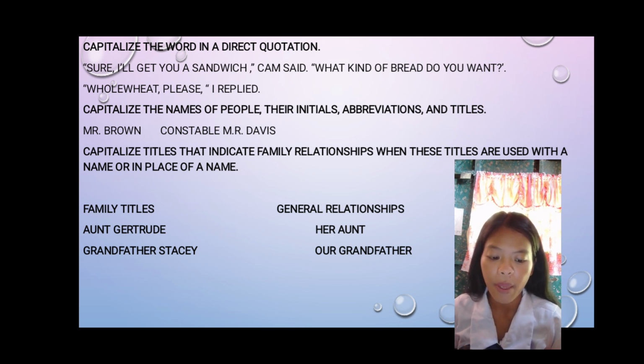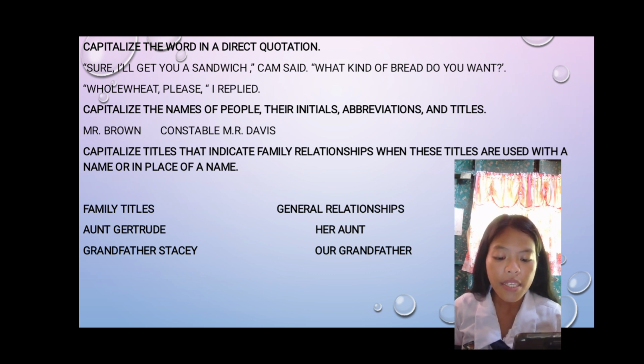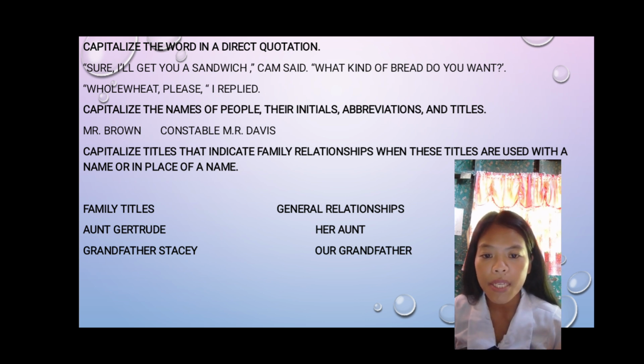Capitalize the names of people, their initials, abbreviations, and titles. Example: Mr. Brown, Constable, Mr. Davis. So in this, the M for Mr. is capital and Brown is capital.